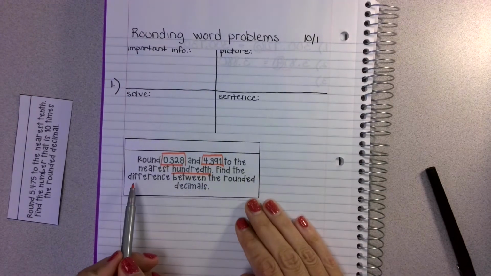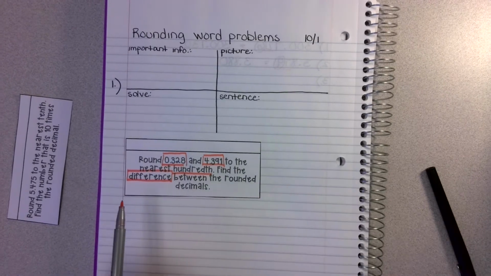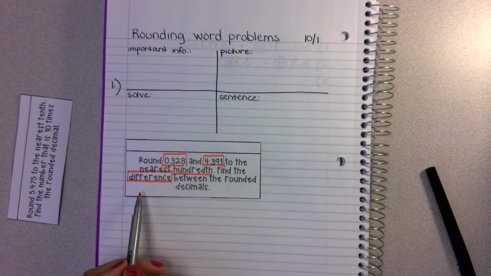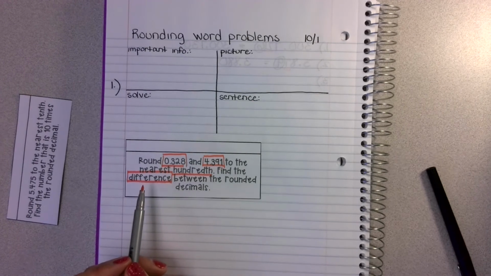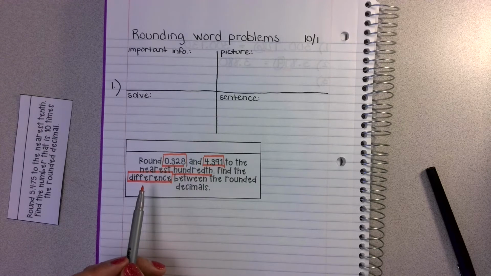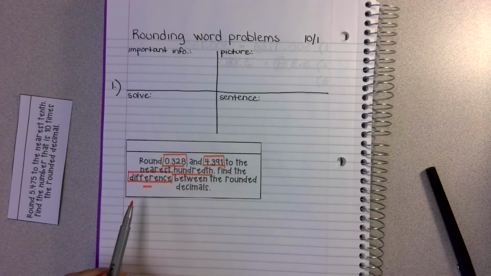Then we need to find the difference between the rounded decimals. What operation does difference mean? Like if you're finding the difference between two numbers, are you adding, subtracting, multiplying, or dividing? You're subtracting. Okay, so I'm going to write that note on there.